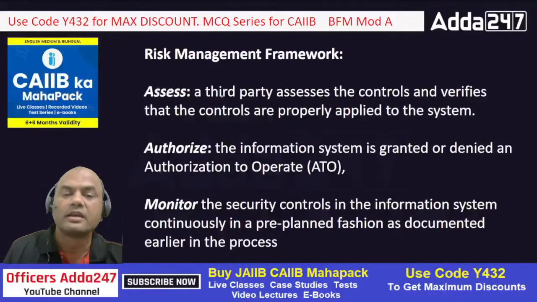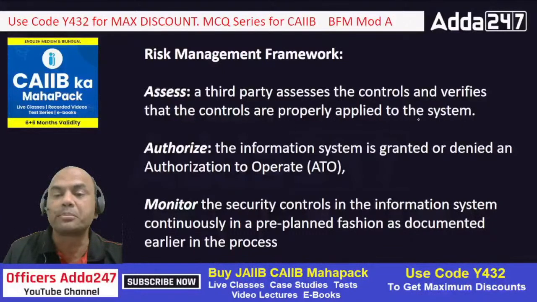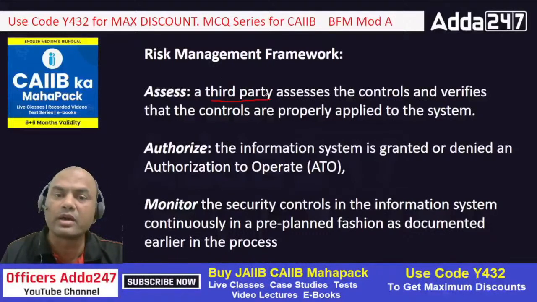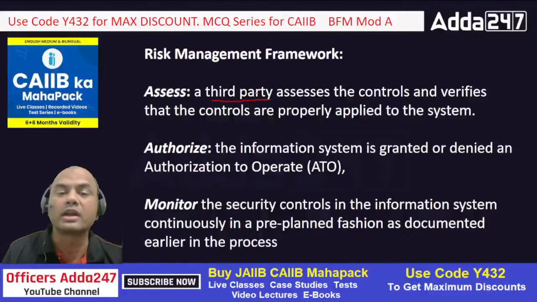Third, assess. The third party assesses the controls and verifies that the controls are properly applied to the system. Now for third party assessment, we always appoint an outside party to do the audit of the system implementation. Why is it done this way? Because those who are in the systems may not get the view of an outside party, or an outsider's view. Look at it from the customer's perspective. So the third party assesses the controls and verifies that the controls are properly applied to the systems.